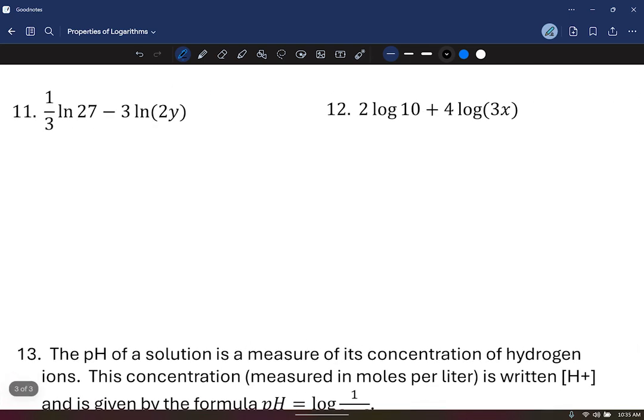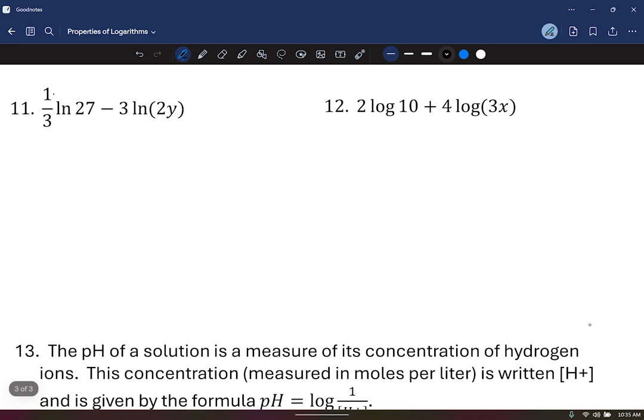All right, number 11. This time I have a fractional number in front. And if you'll recall, when you have a fractional number, that means you have a root. So this is a cubed root. So this is the same thing as saying the natural log of the cubed root of 27. And this is the natural log of 2y to the 3rd. So 2 to the 3rd is 8. And then you still have to take the y to the 3rd. So you're going to simplify along the way if you can.